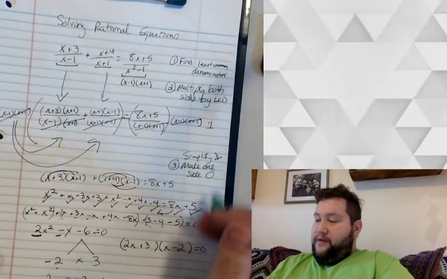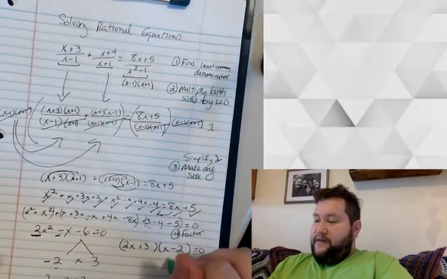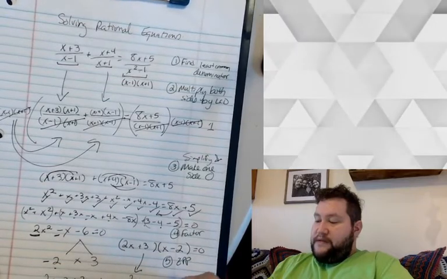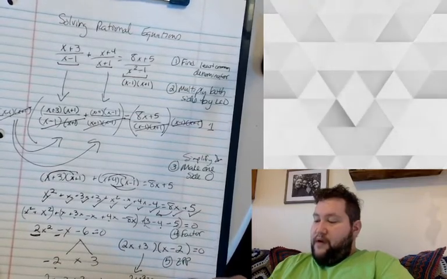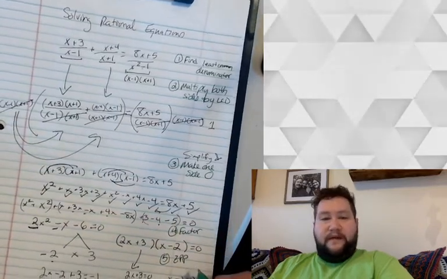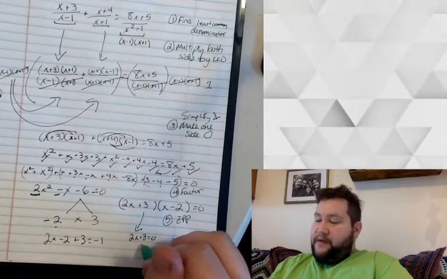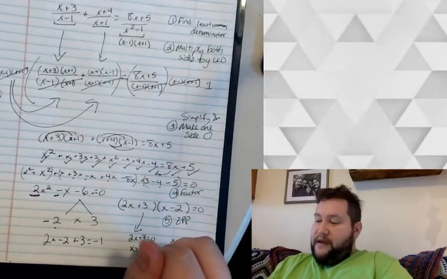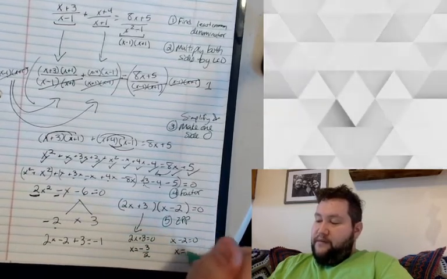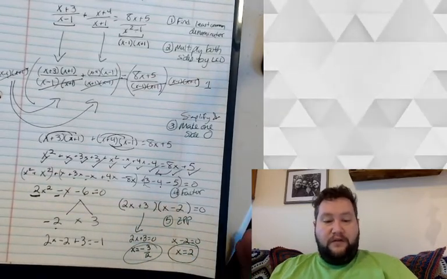So step 4 is factor. Step 5 is our 0 product principle. So we know either that 2x plus 3 equals 0 or x minus 2 equals 0. Oh, you can't see. Let me slide that up a little bit. And here we can subtract the 3 over and divide by 2. x equals negative 3 halves, or x equals 2. And those are our solutions.